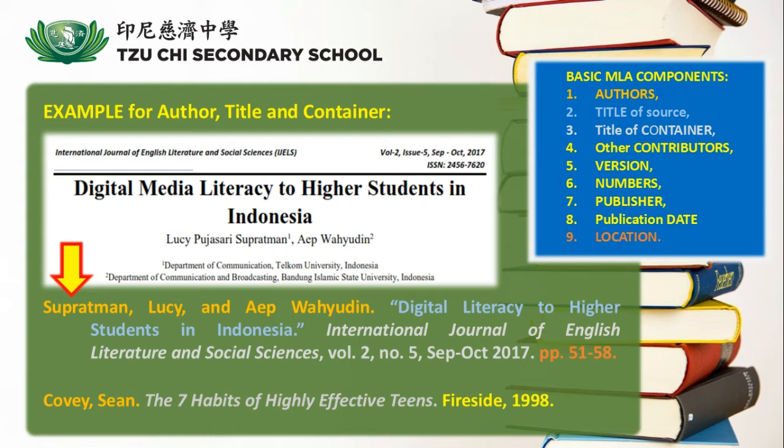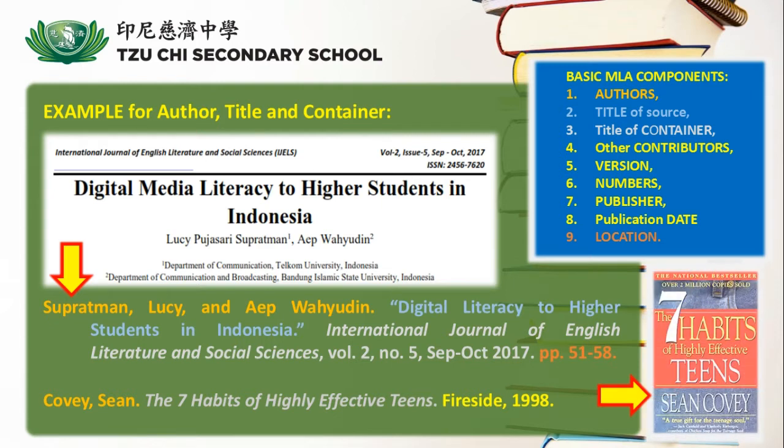And then another sample is the book cover of The 7 Habits of Highly Effective Teens. As you can see, we write it as shown on the screen. So Covey, Sean is the author, and then the title is written in italics because here it is the container. There is no smaller work or smaller article in it, because it is describing the whole book. So it is the container, the main one. And Fireside is the publisher, followed by the publication date.